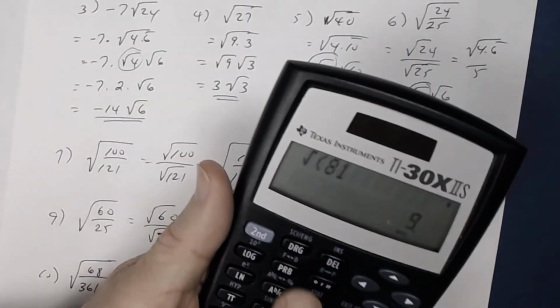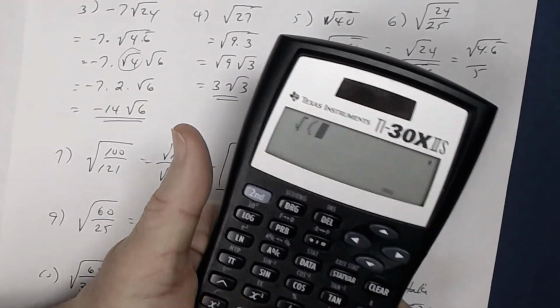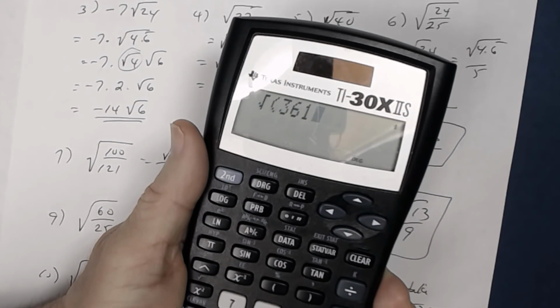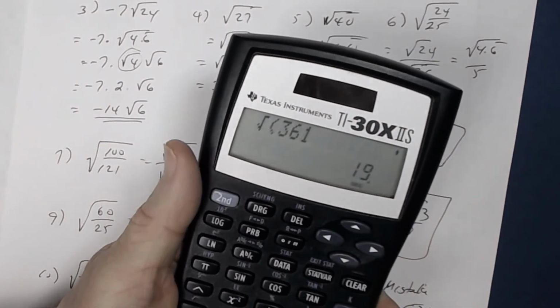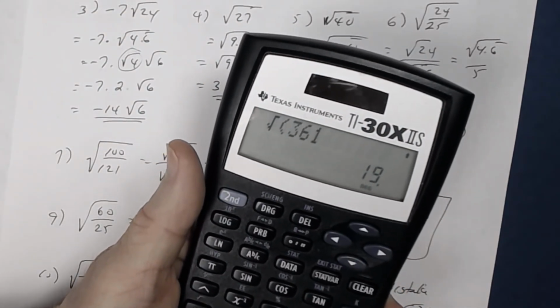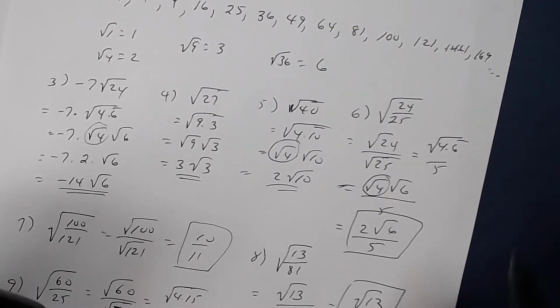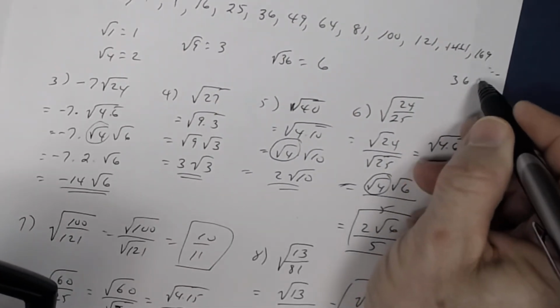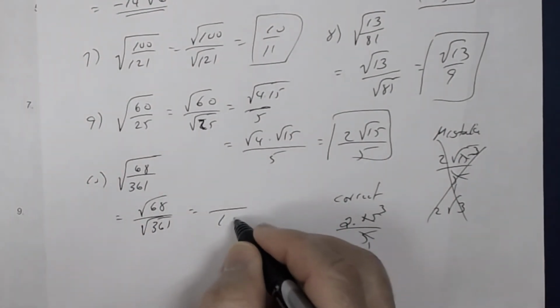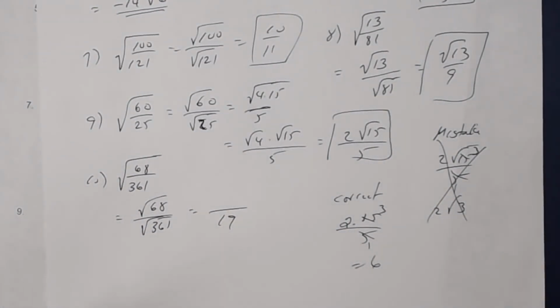So let's do 361. Square root of 361. Let's see what happens. There you go. Square root of 361 is 19. So that means at some point 361 would be in here. So this becomes, in the denominator, a 19. That's all that's going to be.